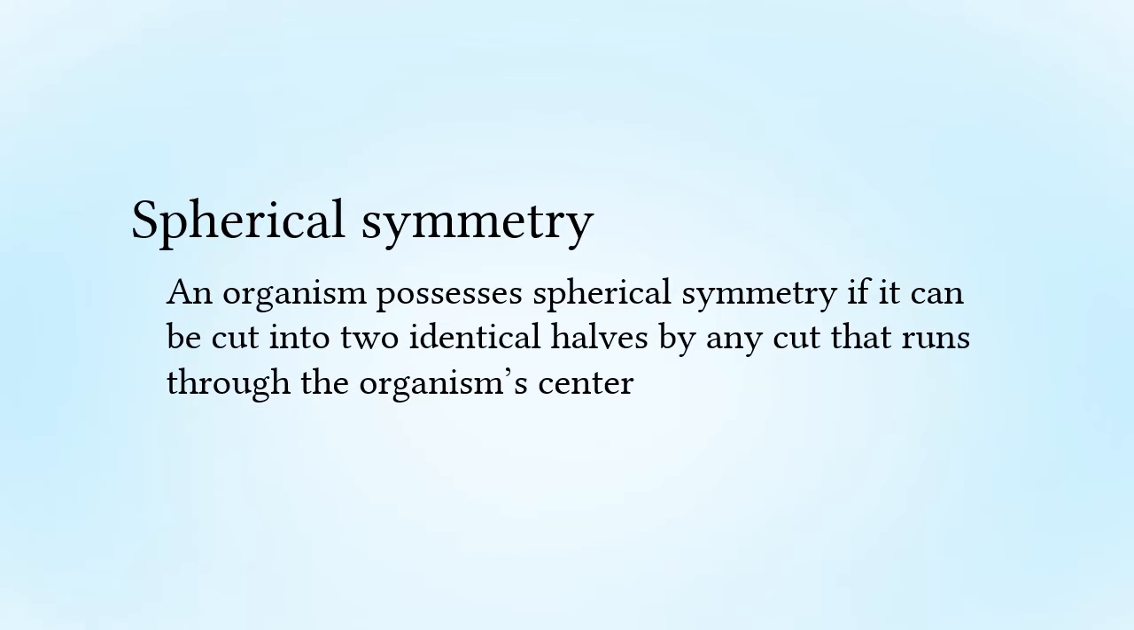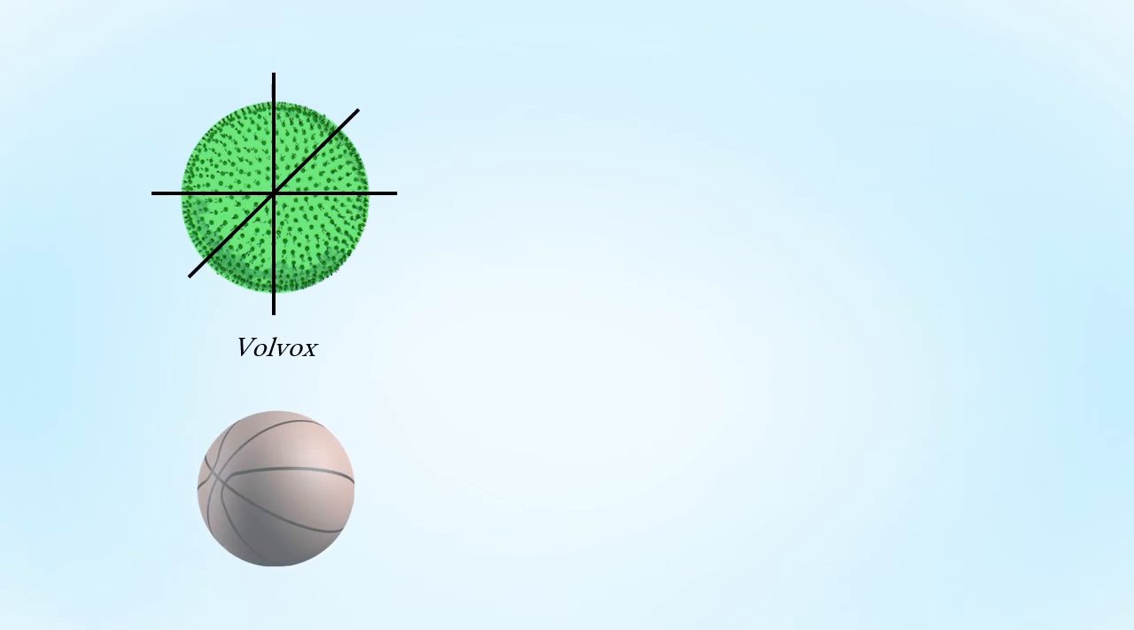There are three types of symmetry in animals. The first is spherical symmetry. Spherical symmetry is when an organism can be cut into two identical halves by any cut that runs through the organism's center. This means that any axis along the organism will form a mirror image in the same way that a sphere would. The second type of symmetry is radial symmetry.